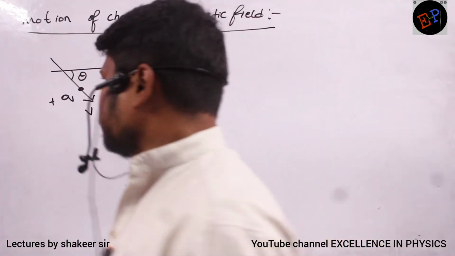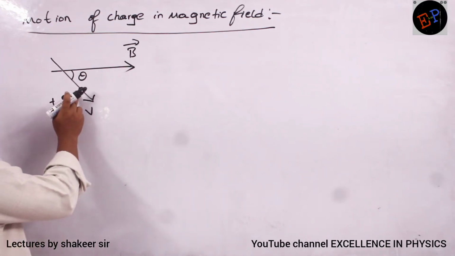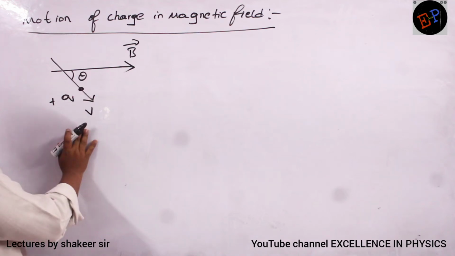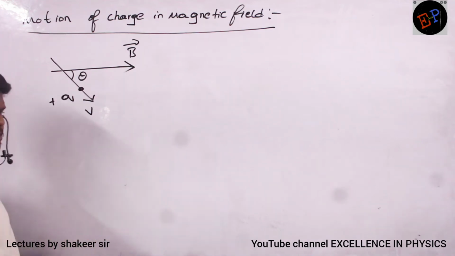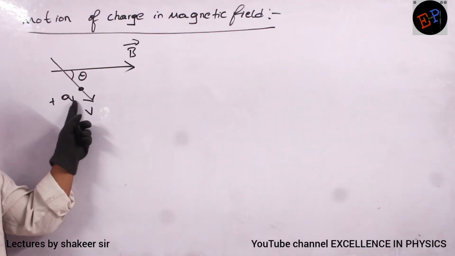See, ma'am. So motion of charge in a magnetic field. This already we have studied, no, ma'am? Any charge produces magnetic field, no? Any moving charge always produces a magnetic field. So therefore this charge also produces a magnetic field.